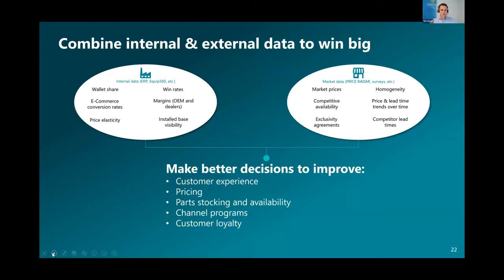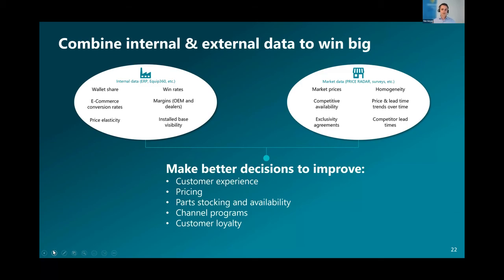Now, I'll take one step back, because where the real magic happens is not just looking at the market, and it's not just looking internally, it's looking at both these data sources at the same time and combining them. So what you really want to do is look at your internal data that you get from your ERP system, from a system like GenAlpha provides it, whatever it might be, and combine it with market data that you collect through surveys, through a tool like we provided, whatever that might be.